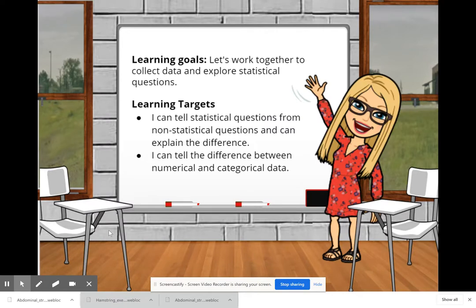Our goals were to collect data and explore statistical questioning, tell the difference between a statistical and a non-statistical question, and also the difference between numerical and categorical data.